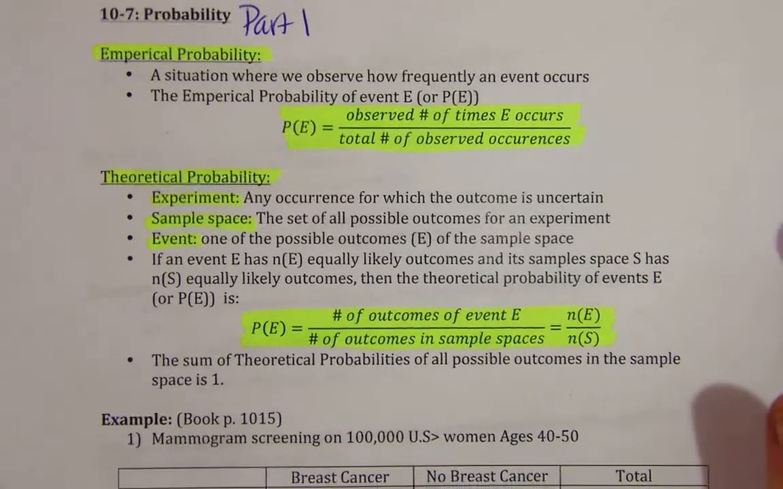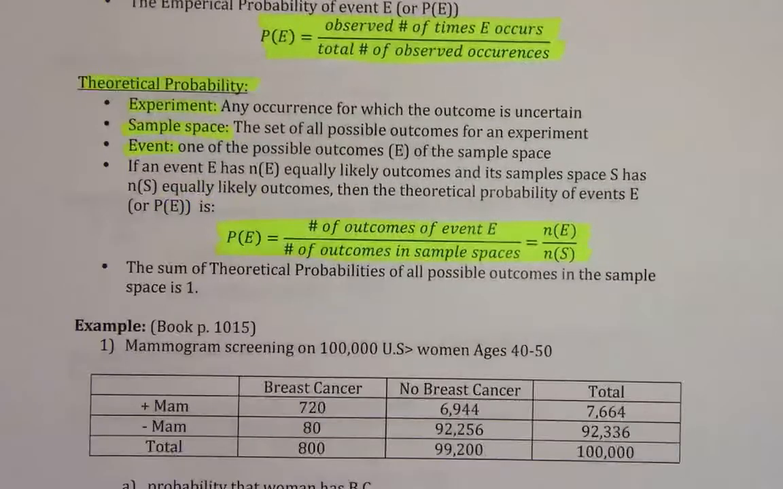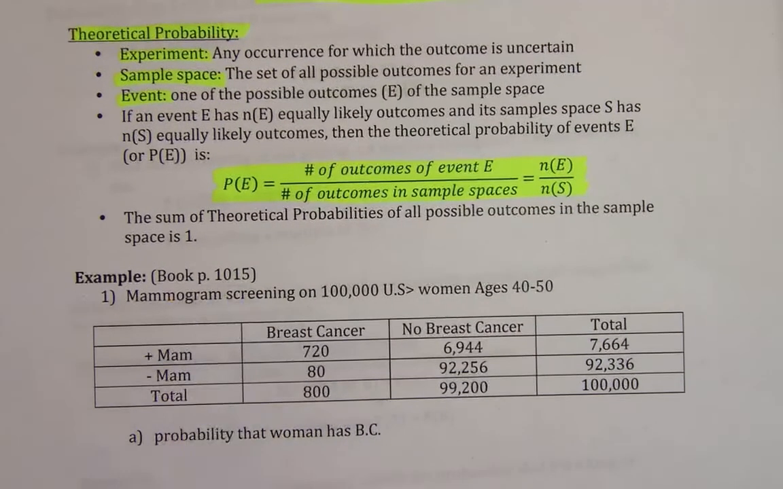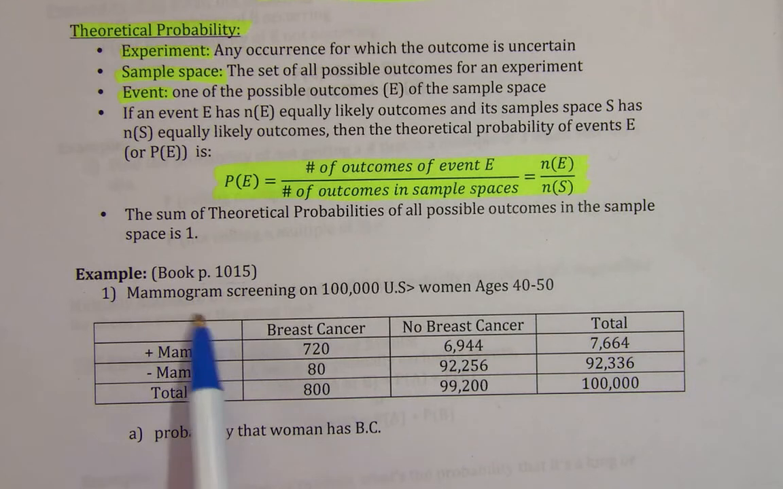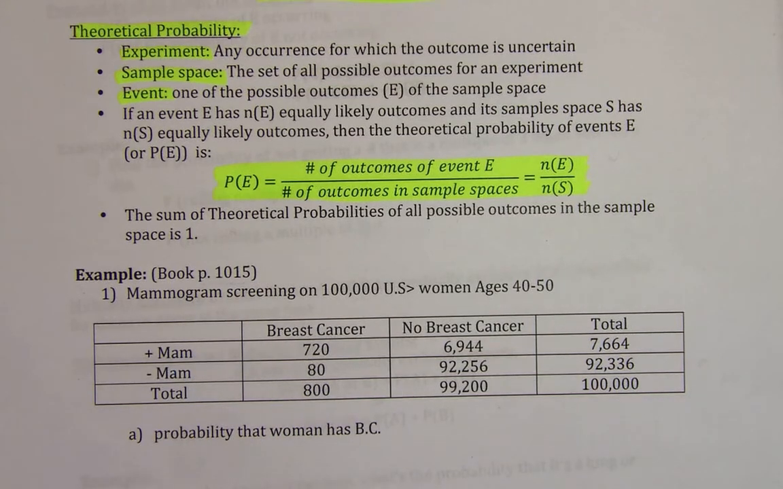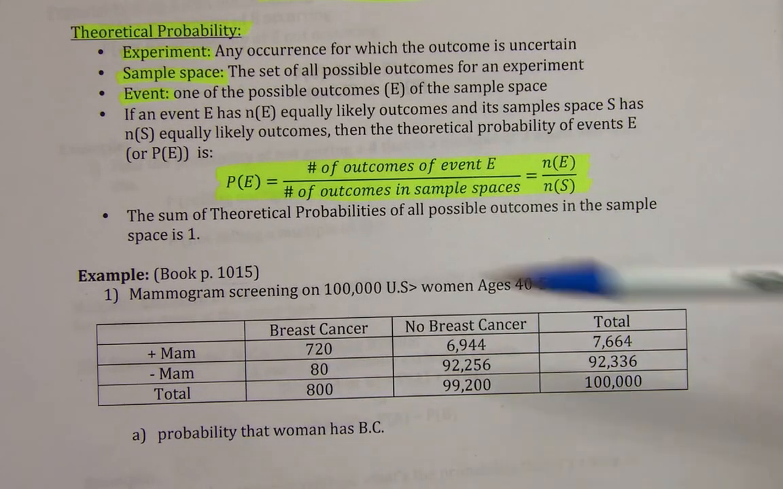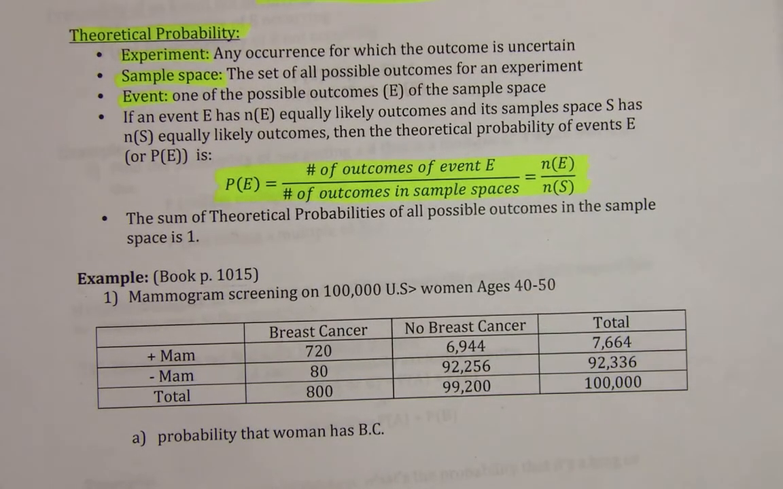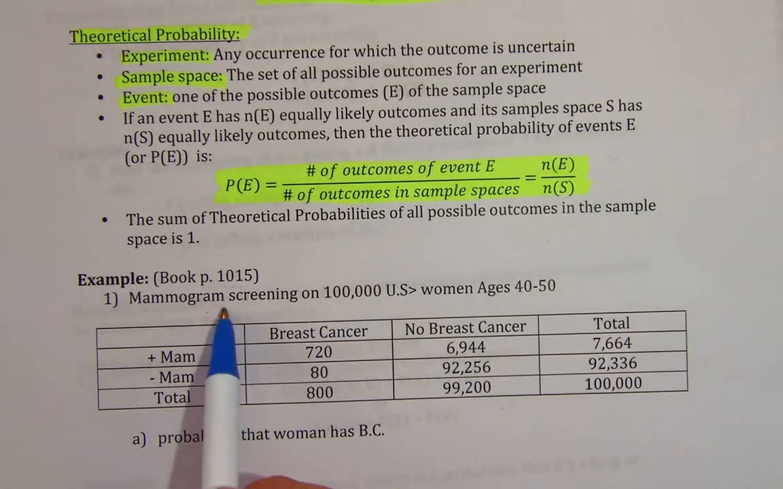Let's go ahead and dive right into some examples. This example is in our book, and I recommend going to this page and actually reading the description of this problem. I would pause the video here and read that problem. But basically the question is talking about mammogram screenings for women in the United States. 100,000 U.S. women from ages 40 to 50 were screened with a mammogram, which checks for breast cancer.